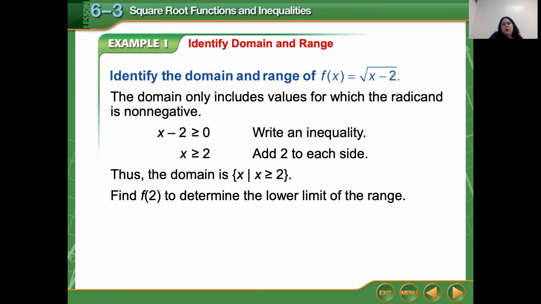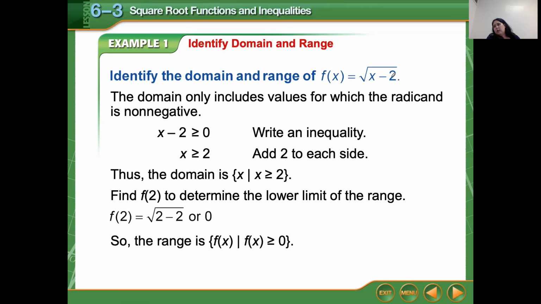Since we have no other transformations here, we're going to plug in 2 to find our lower range limit, which gets us 0. So our range is f of x is greater than or equal to 0, or y is greater than or equal to 0 is another way you might see it.